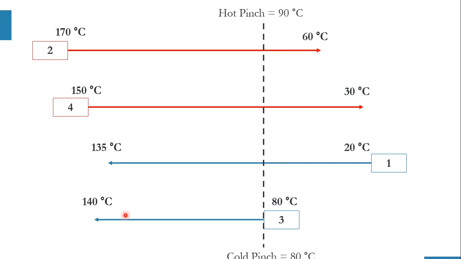So now we will first check our first rule. What was the first rule? That above pinch, the number of hot streams should be less than or equal to the number of cold streams. There are 2 hot streams above pinch and 2 cold streams above pinch. So the rule is satisfied. The first rule is satisfied.